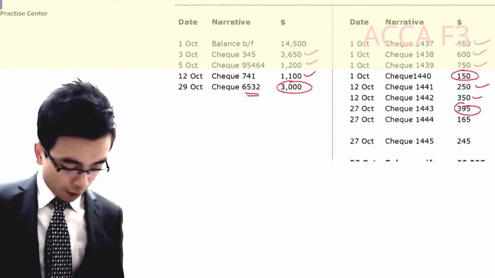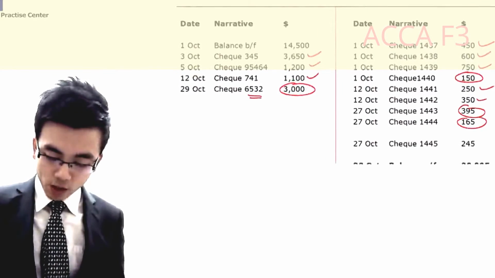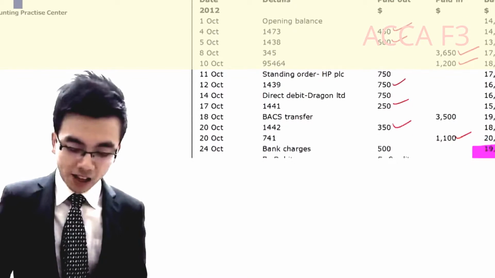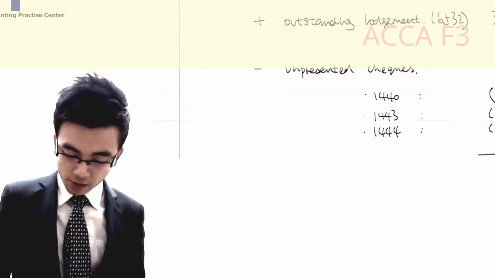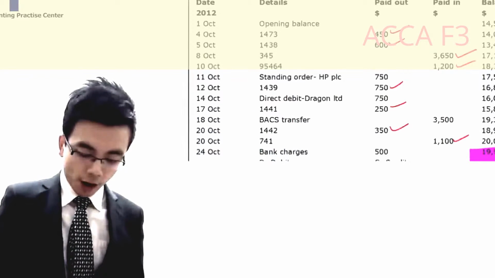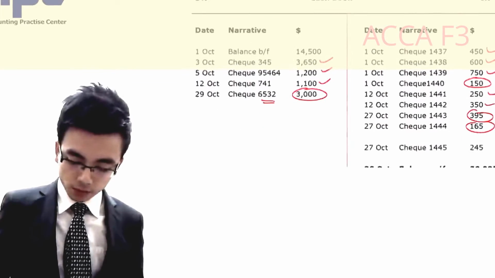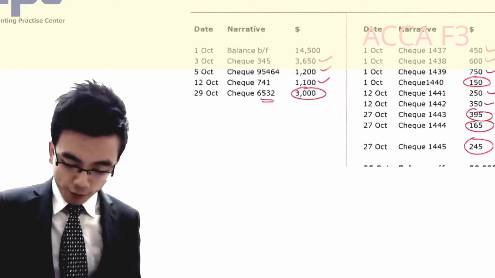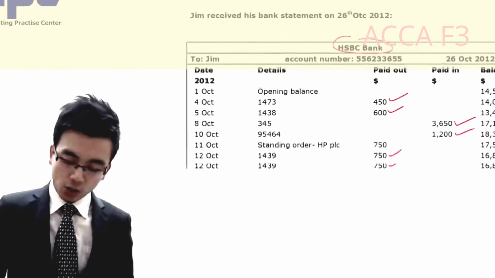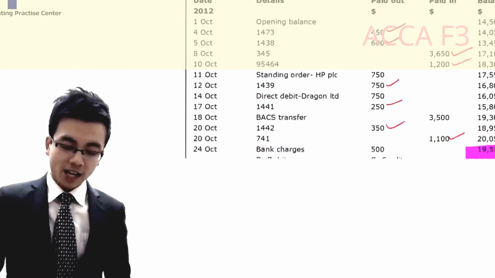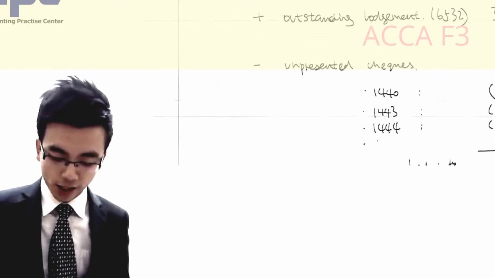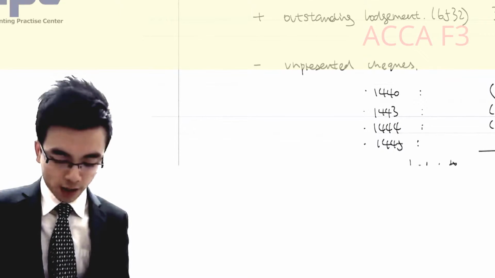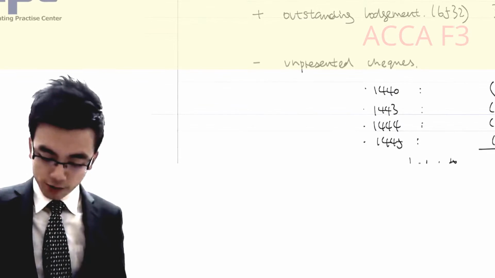Also, we've got 1444. Unfortunately, again, we cannot trace back to the bank statement here. So what we need to do is we're going to deduct 165 again. And finally, we've got 1445. Again, we cannot trace this 1445 into our bank statement, as you can see. So that is another unpresented check as well. So 1445 worth 245.